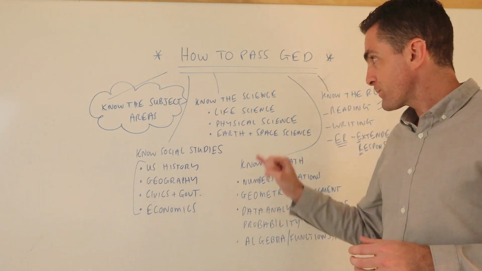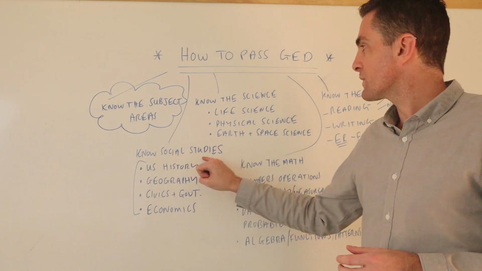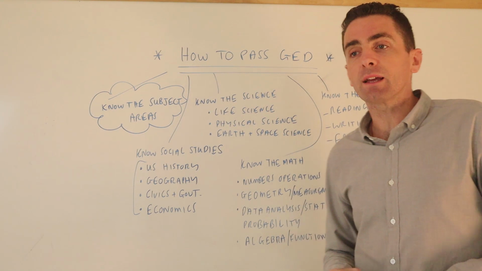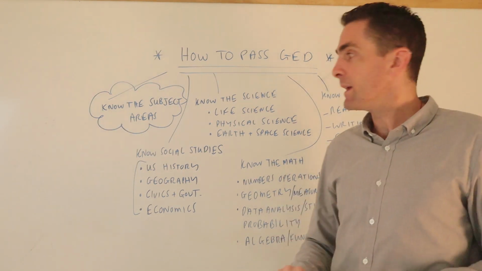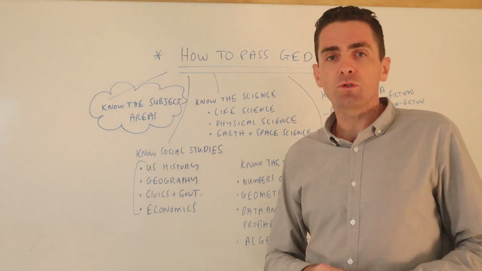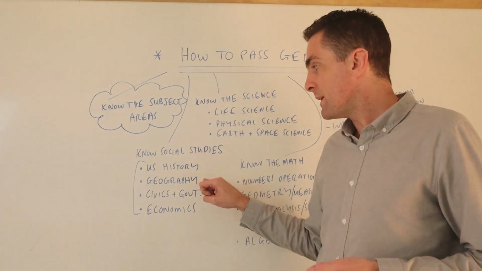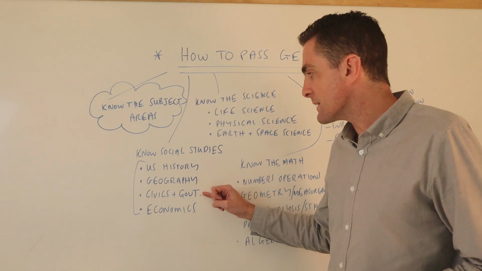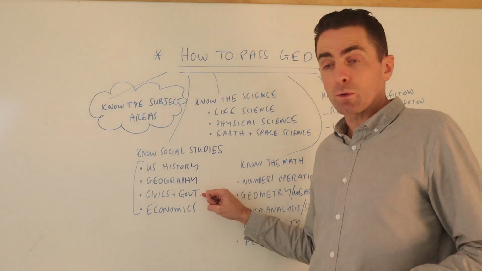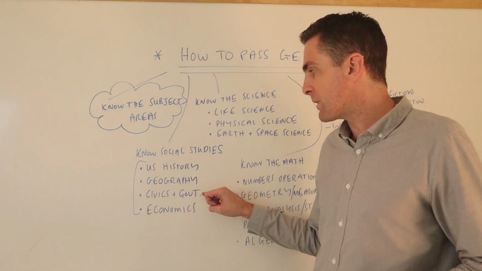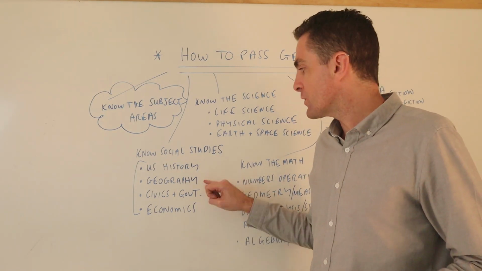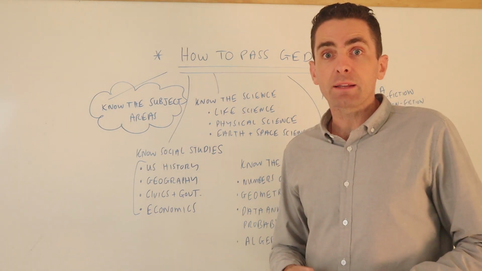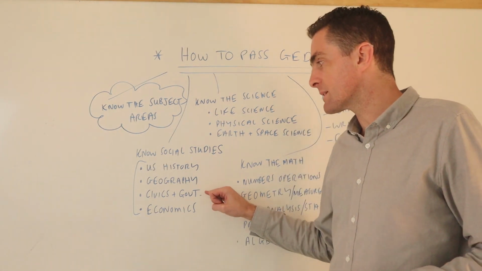So what are they? Well, in here we have social studies, science, maths, and RLA, which stands for Reasoning through Language Arts. Okay, now in the social studies test, you have US history, geography, civics and government, and economics. Civics and government is the largest part of the social studies. US history is the second largest part, and geography and economics are around 15% each of the final test. So the biggest chunk here is in civics and government.